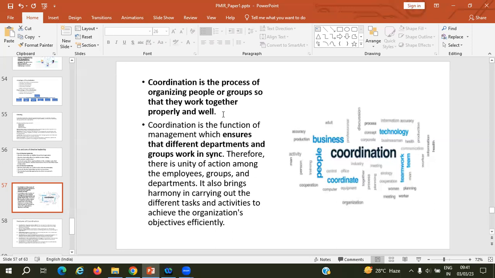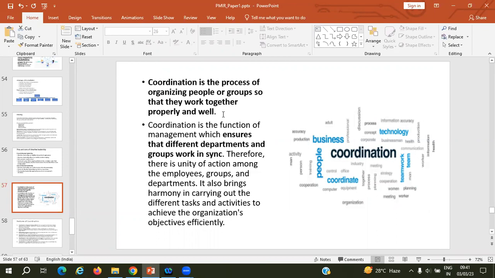Organizing people or groups so that they work together for a common goal, properly and well. What is the common goal here? The marriage. Everyone has to understand the common goal. Whether you book the function hall, the catering, the decoration, or invite the guests, ultimately your goal is to complete the marriage function.